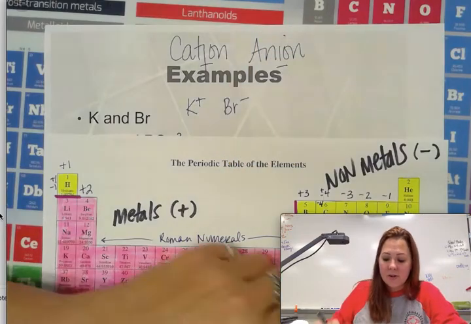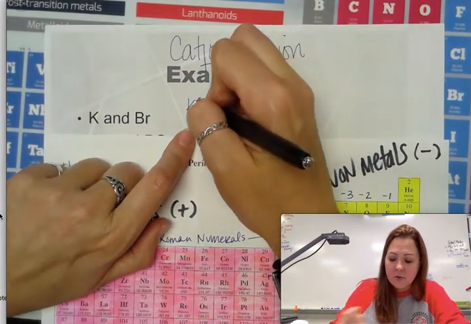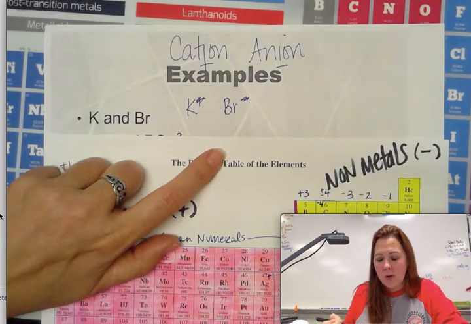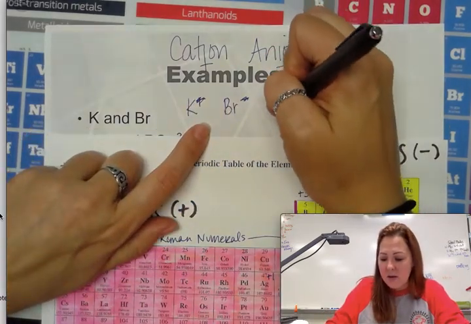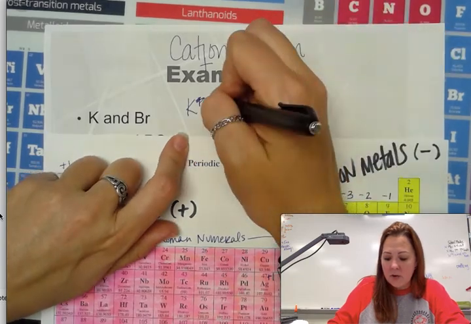So with this one, the plus and the minus disappear. There's no numbers left because they're both 1s. So you swap and drop your 1s, so that just makes KBr. The 1 came over here, the 1 came over here.